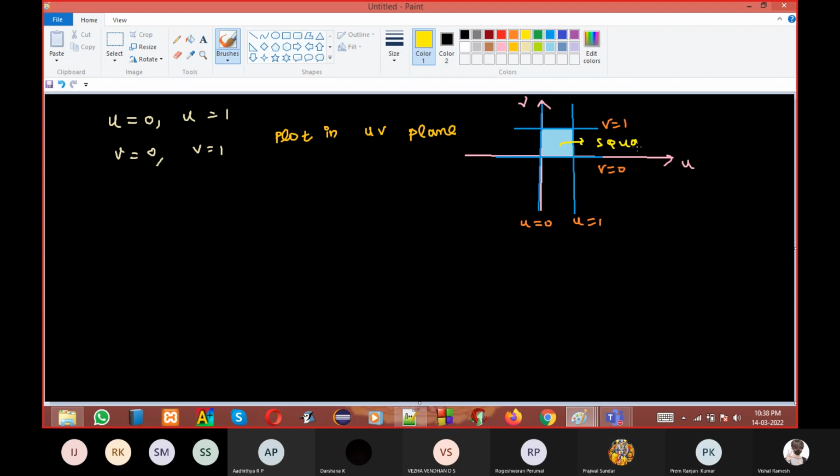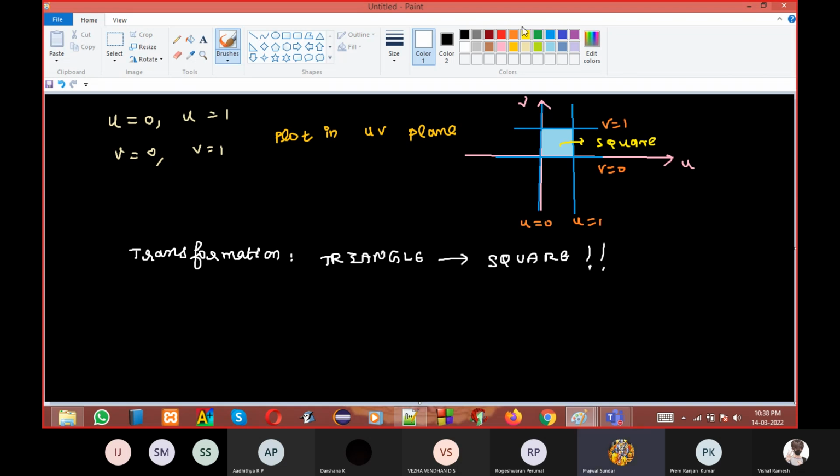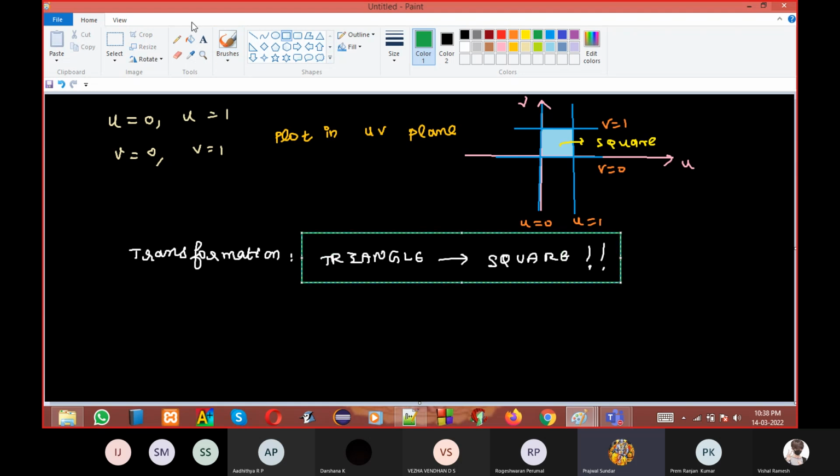Square. Just look at the beauty of the transformation. The transformation you made converted a triangle to a square. Can you imagine? The triangle became a square. See, now it's easy to integrate. Now you take strips properly. I'll take an x strip.